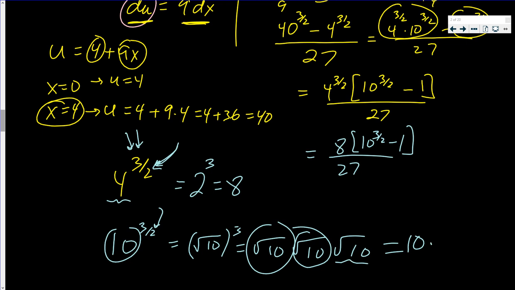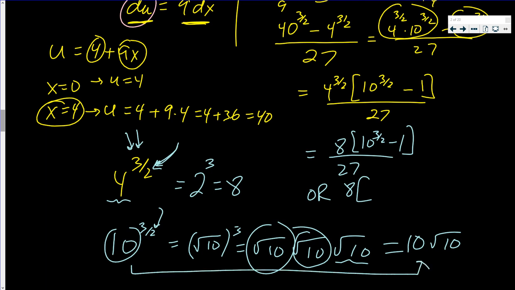Let's not forget to multiply it by the next radical 10. So you can write this, or you can write 8 times 10 to the 3 halves, that is, 10 square root of 10 minus 1, all over 27.